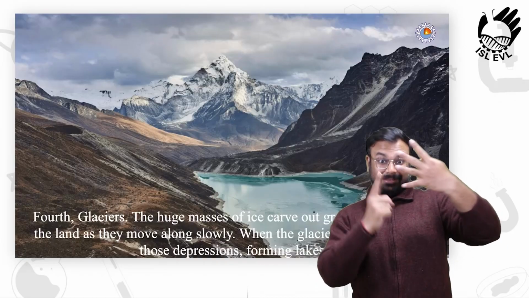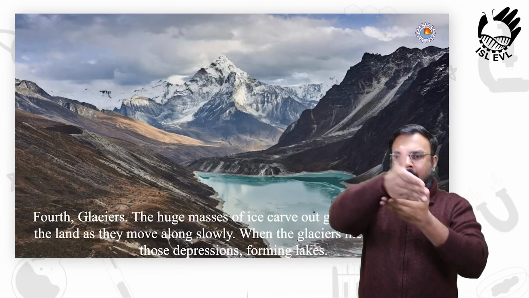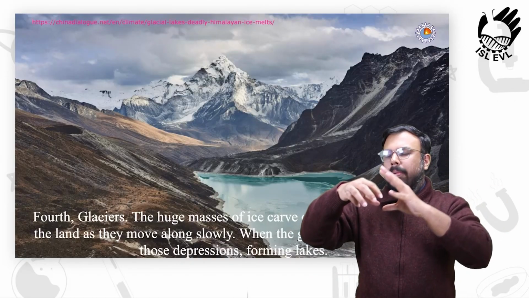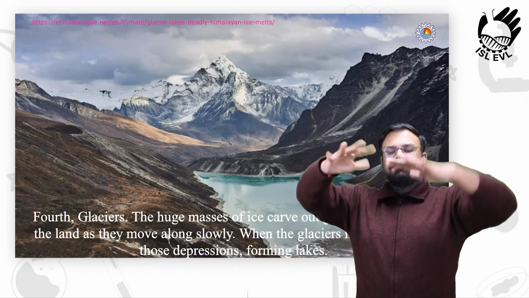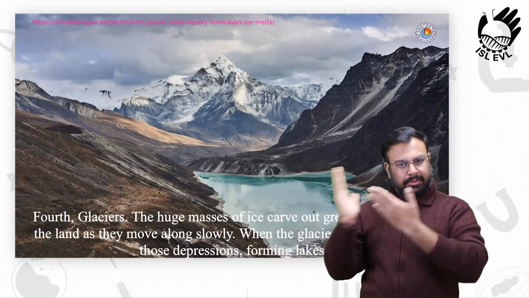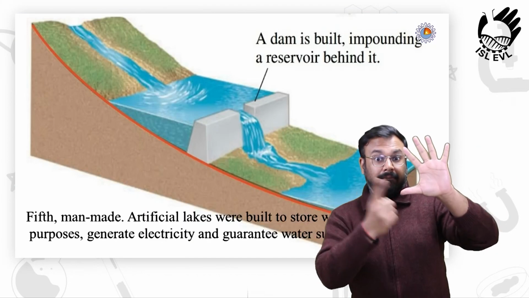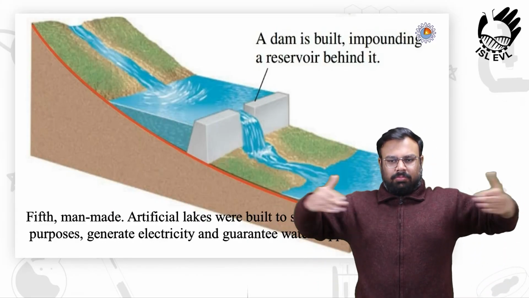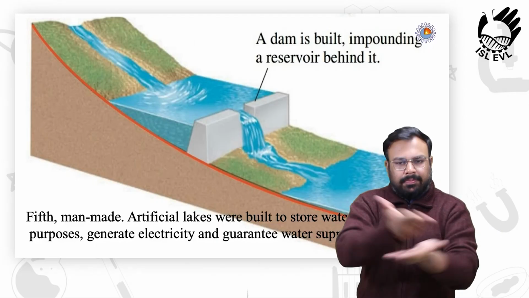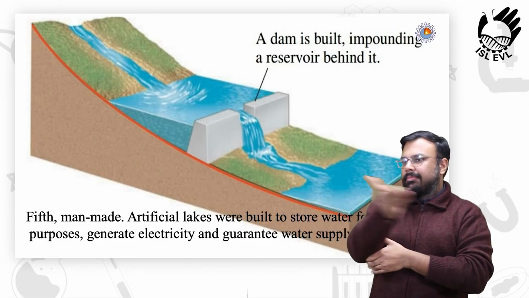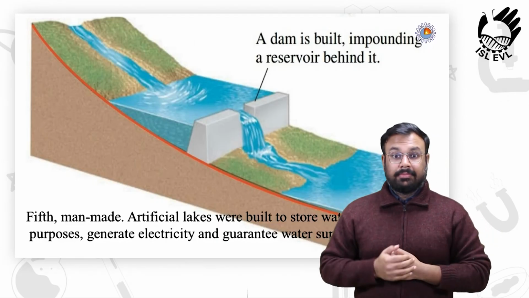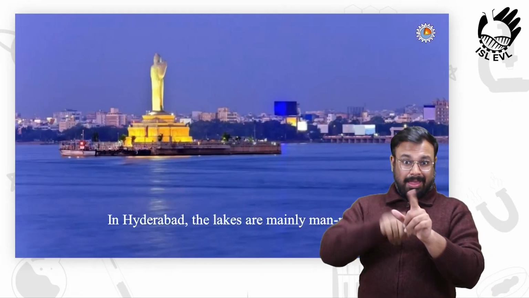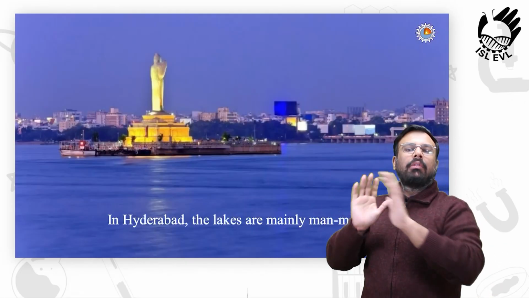Fourth, glacier. The huge masses of ice carve out great pits and scrape the land as they move along slowly. When the glaciers melt, water fills those depressions, forming lakes. Fifth, man-made. Artificial lakes were built to store water for agricultural purposes, generate electricity, and guarantee water supply for the locals. In Hyderabad, the lakes are mainly man-made.